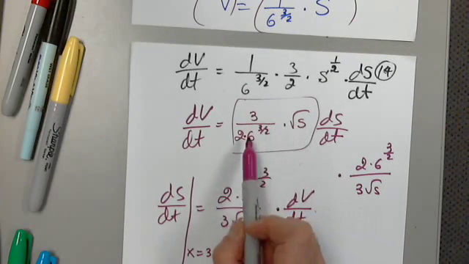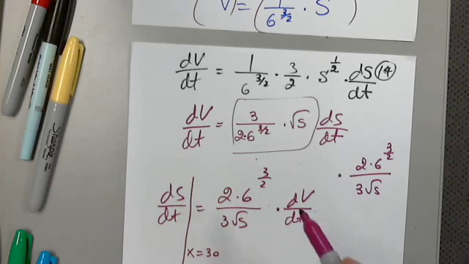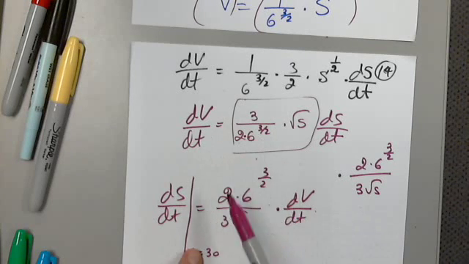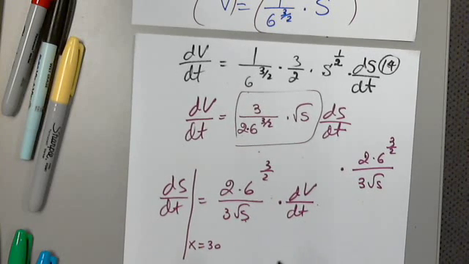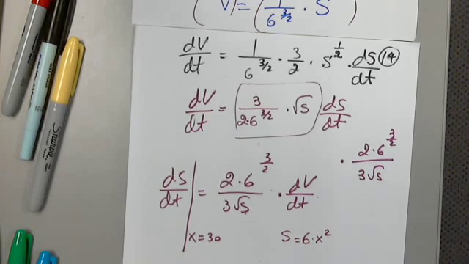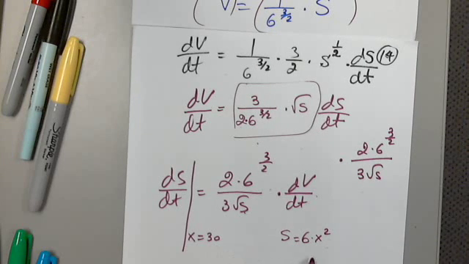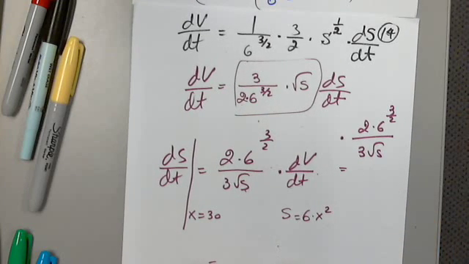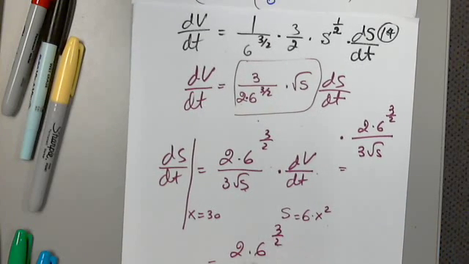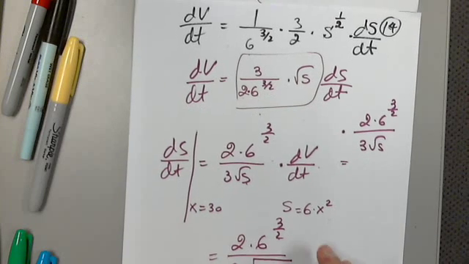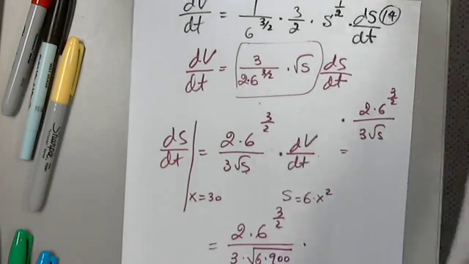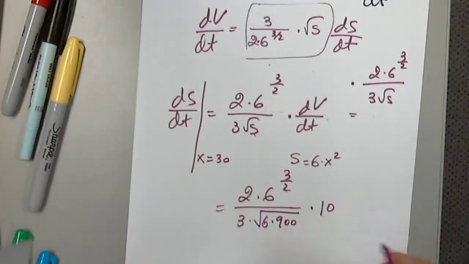So this was 3 times the square root of s, over 2 times 6 to 3 halves. I had to flip that, so it goes to the numerator: 2 times 6 to 3 halves over 3 times the square root of s. But I do have to find s, which was 6 times x squared, and just plug in 30. So then finally I have 2 times 6 to 3 halves over 3 times the square root of 6 times 900, and multiplied by dV over dt, which was given, 10.